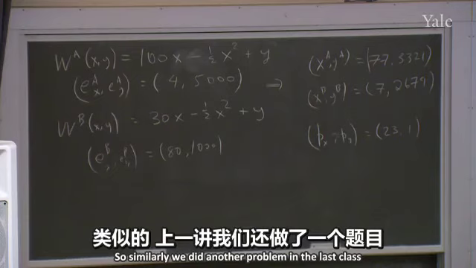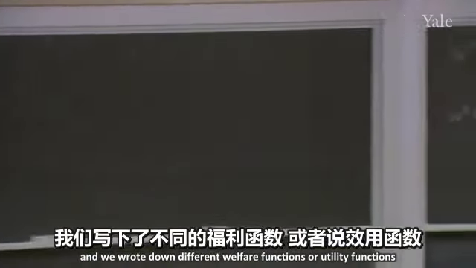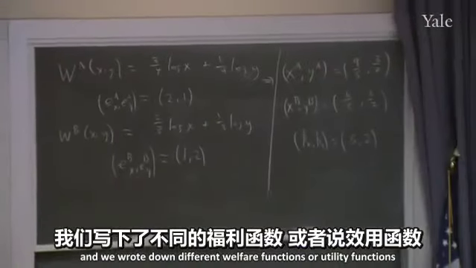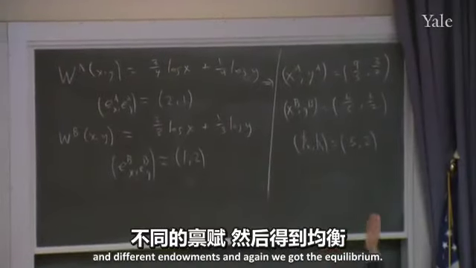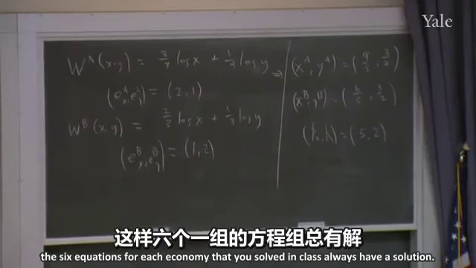So similarly, we did another problem in the last class, and we wrote down different welfare functions or utility functions and different endowments, and again we got the equilibrium. So we said that one of the amazing things is that this system of equations, the 6 equations for each economy, that you solved in class always has a solution.